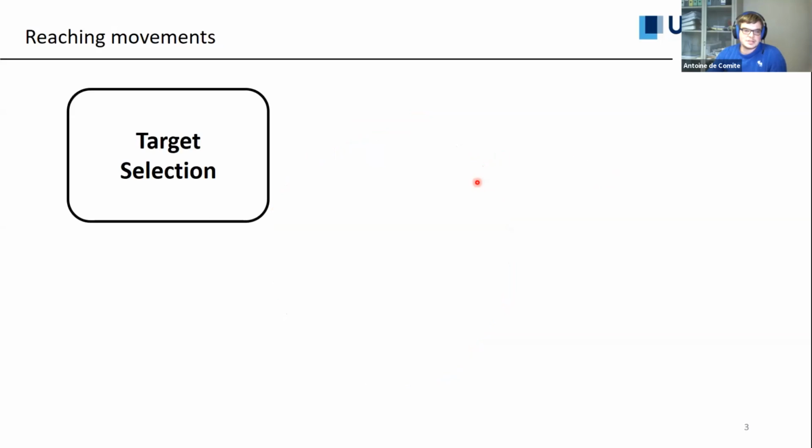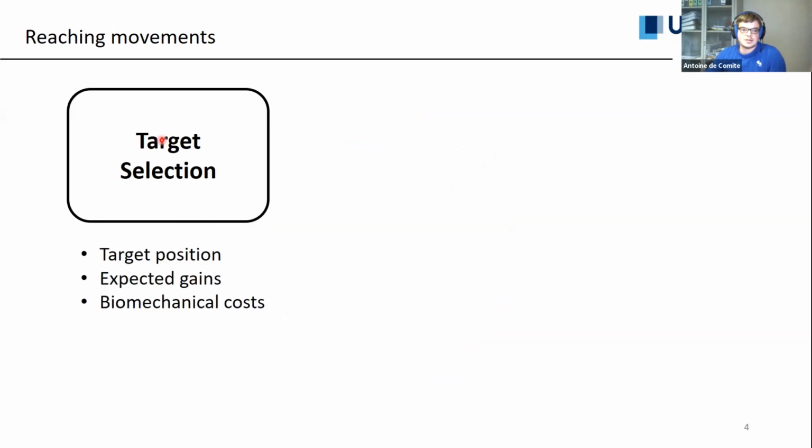If we look at both parts of this process, the first one was target selection. The target selection will be dependent on many parameters. For example, the position of the apple will have an influence. You will be more likely to grasp an apple which is close by than another one which is far away. The expected gain as well. If you are hungry, you want to eat a lot of food, so you will be more likely to go towards a huge apple than the smallest one.